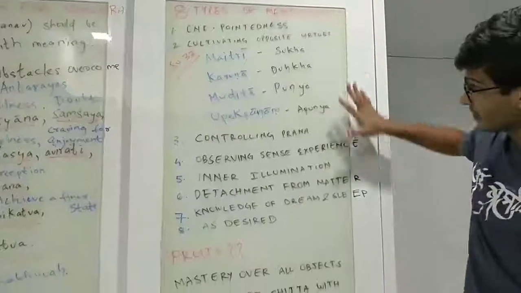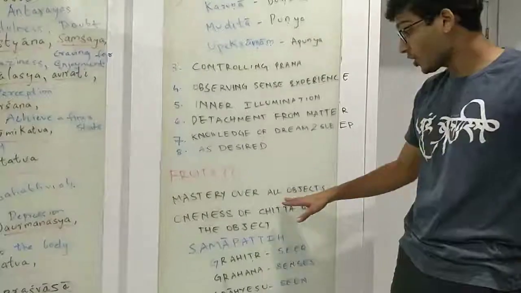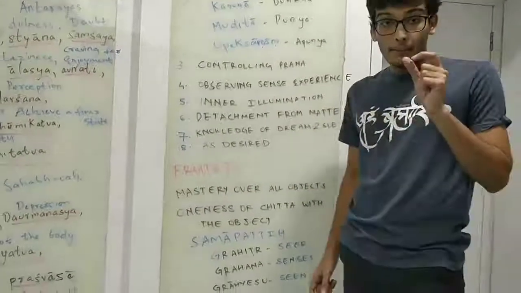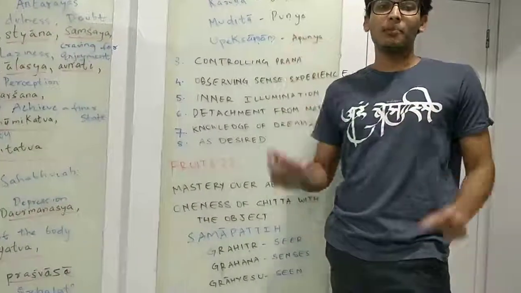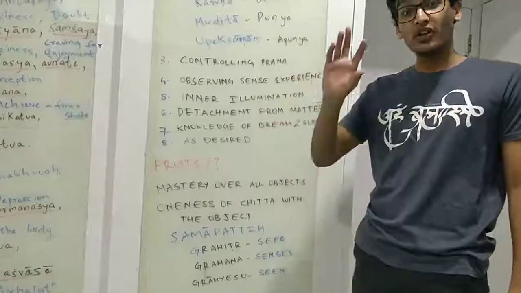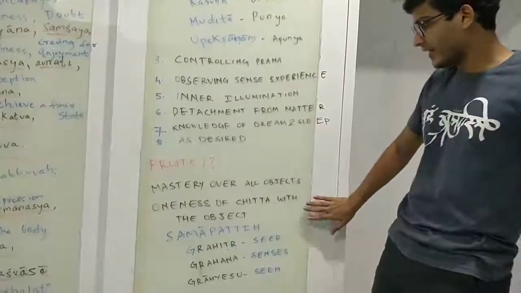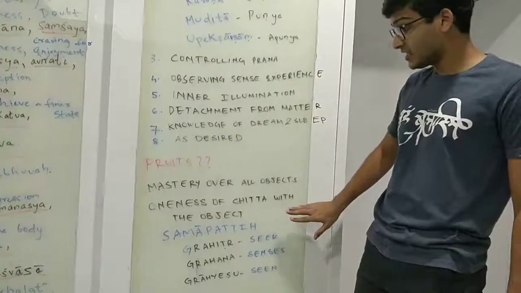Okay, so we did all of these things. Now what are the fruits? He says, first thing, you have mastery over all the objects, from Paramanu to Parama Mahatva. Paramanu is the smallest atom, to Parama Mahatva, the largest thing in this universe. You have mastery of all those objects. You have Vashikara of all those objects. Then he says, there is a oneness of the chitta with the object.